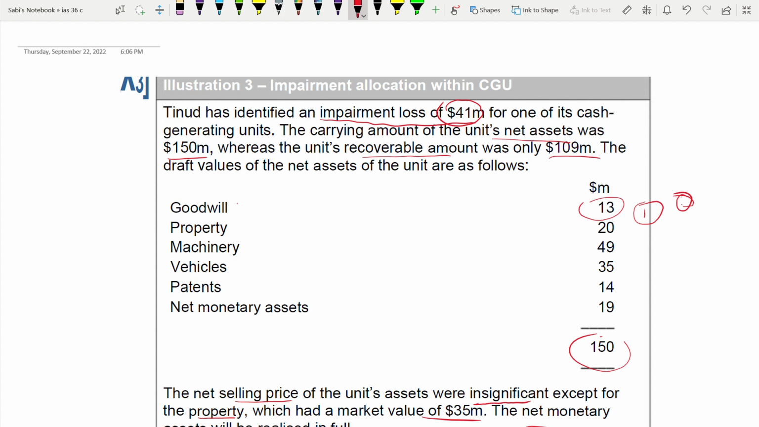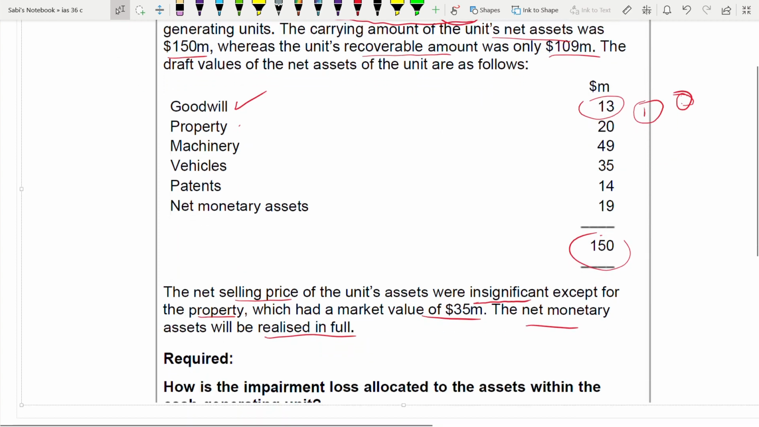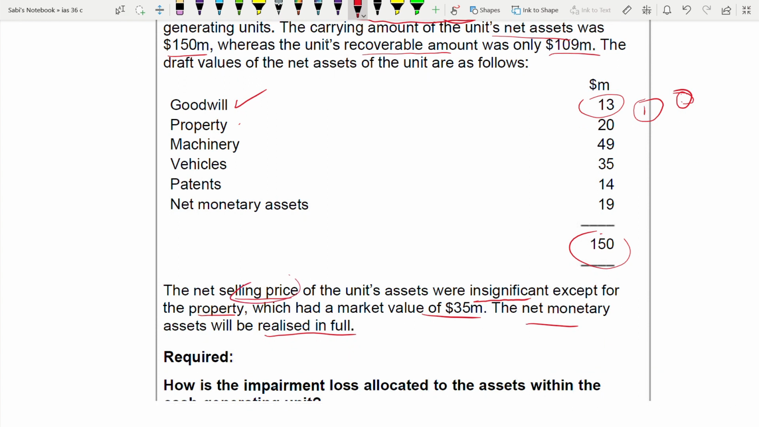Goodwill is over. Now starting with property, machinery, vehicles, patents, and monetary assets. Starting with property. You cannot set off against property. Why? You cannot set off your impairment loss against property. Why? Because its selling price is 35. Selling price is more than the carrying amount. So when your selling price is more than your carrying amount of the asset, there is no impairment. That means property has not been impaired. So property you have to leave. Coming to the machinery, yes, machinery you can do, vehicles you can do, patents also you can set off.